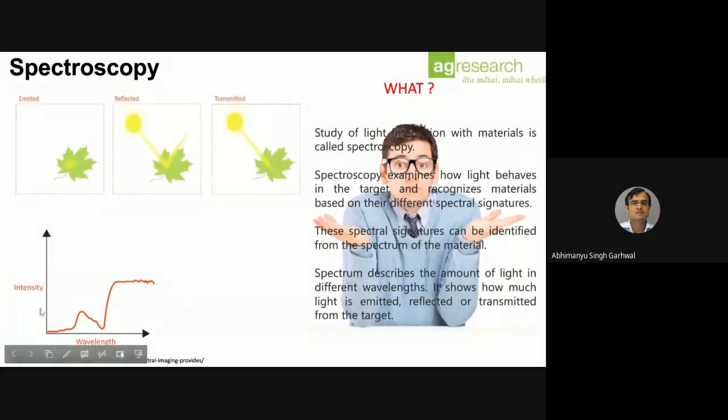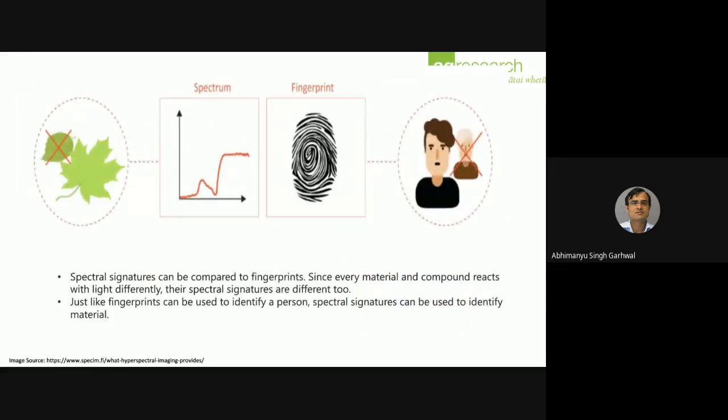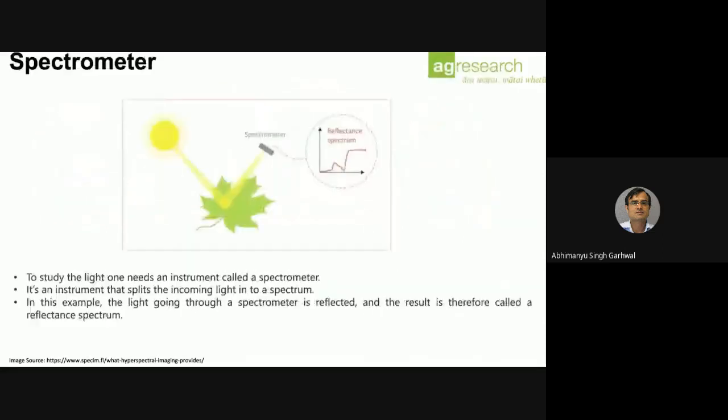Like from this graph, you can see this is the intensity, different intensity at different wavelengths. Suppose here is high, here is low. So that's the intensity versus wavelength. Now, the spectral signature is like the fingerprint of a human being. It's unique to the material. Like plastic has a particular fingerprint, that means it has a particular spectral signature. In the same way, leaves have their definite spectral signatures, their fingerprint. So a spectral signature can be considered equivalent to the fingerprint of a human being. It is unique to human beings, like spectral signature is unique for materials.